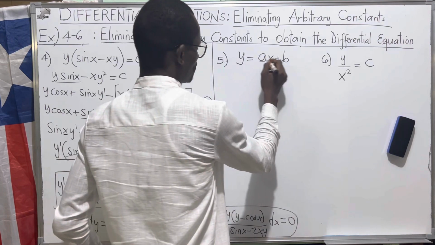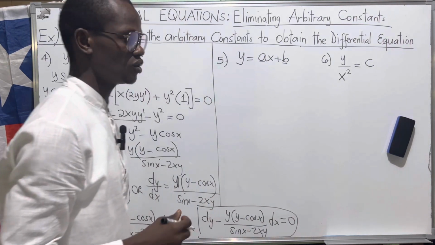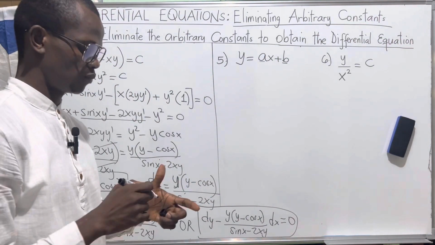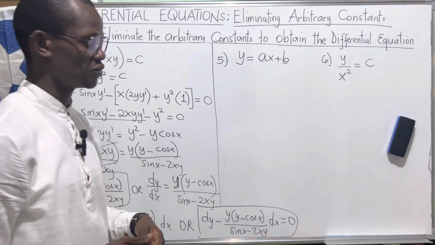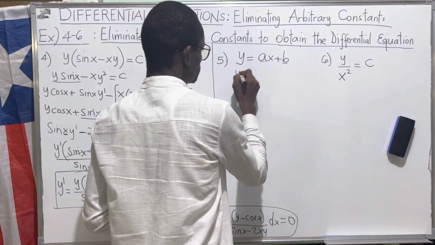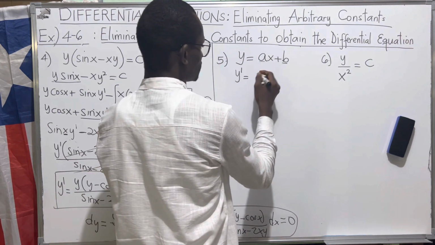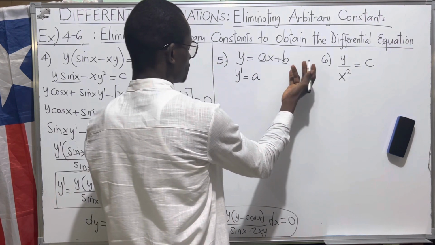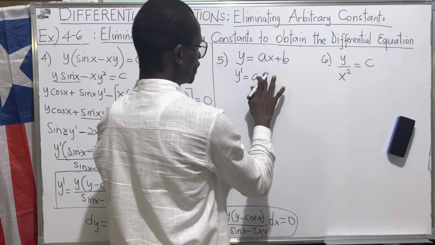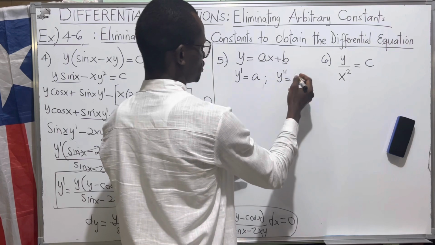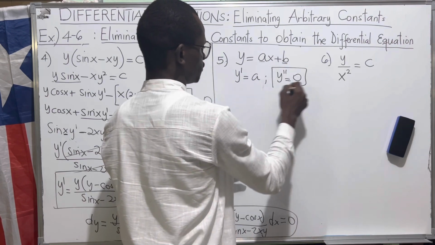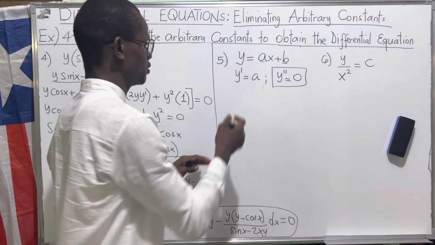Now in this problem, we have two constants. So it means that we must differentiate two times. It is a second order differential equation. So we take the first one, y prime equals a, since the derivative of ax is just a. This is a constant. And then we have y prime prime, which is just equal to 0. So there's the differential equation, y prime prime equals 0.